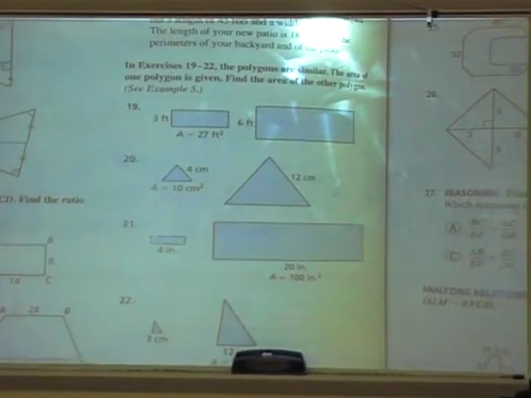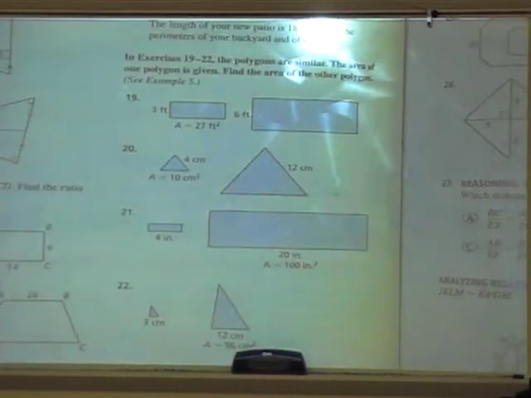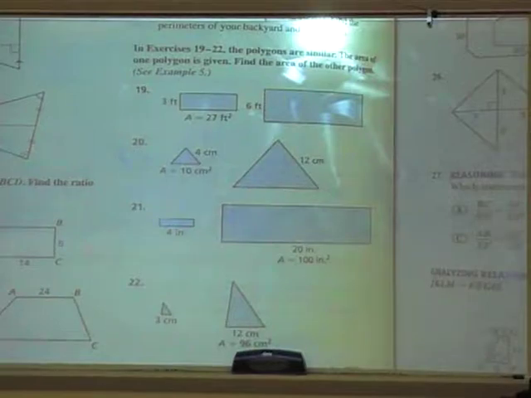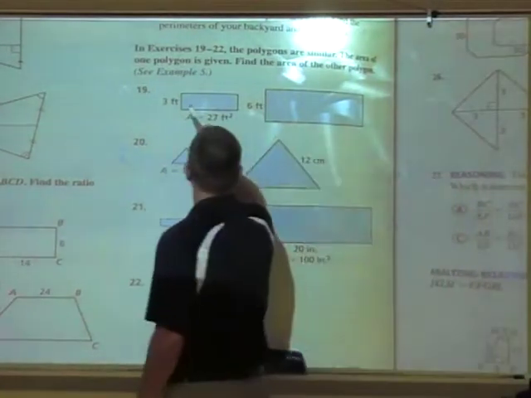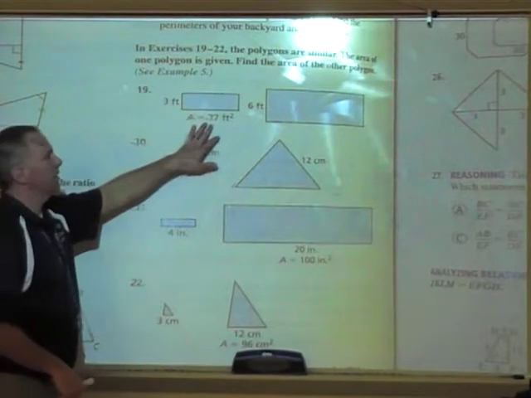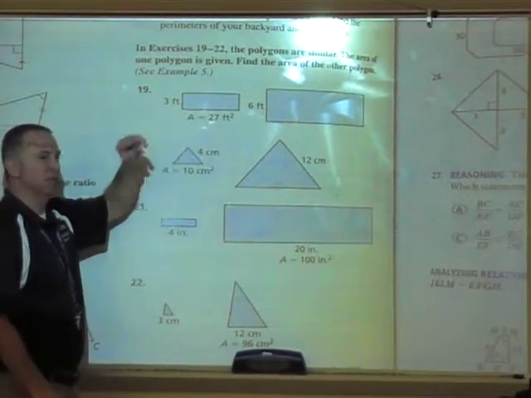And now I'll come back to that problem. Okay? 3 is to 6, and the area of the smaller one is 27. So here's how you do this.